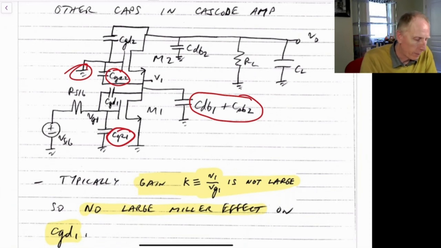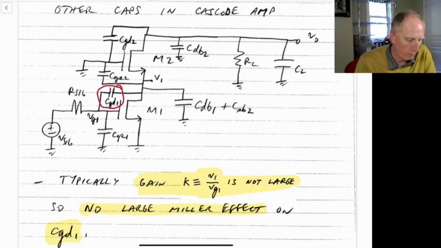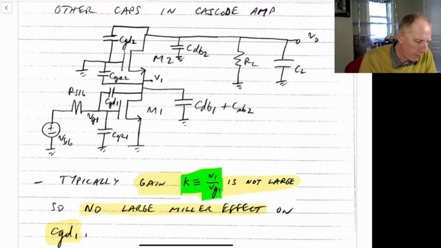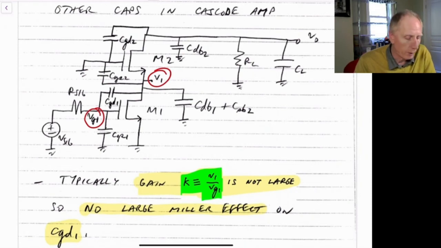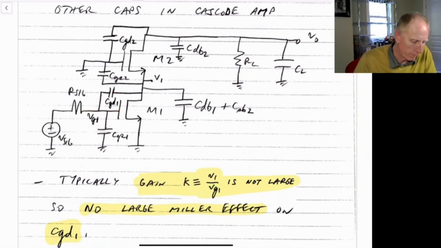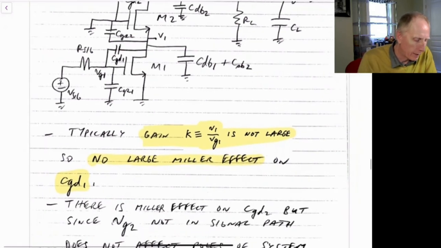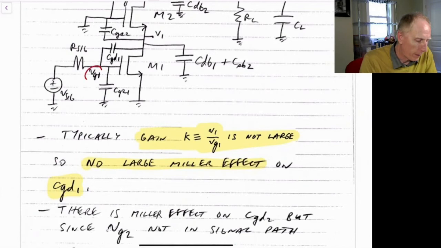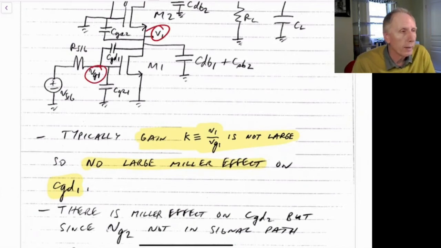So the only one we really have to worry about from a Miller effect point of view is this capacitor right here, the gate to drain capacitance of M1. If we define K to be the gain from VG1 to V1, because that's where we see a Miller capacitance, we can then break this one capacitor up into two capacitors and make them both grounded. But what we notice is the gain from the gate of M1 to V1 is typically much smaller than it would be in a common source amplifier.